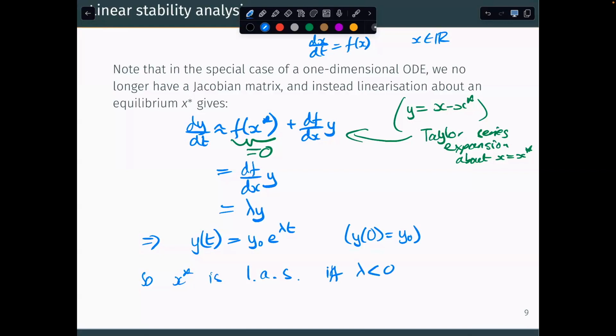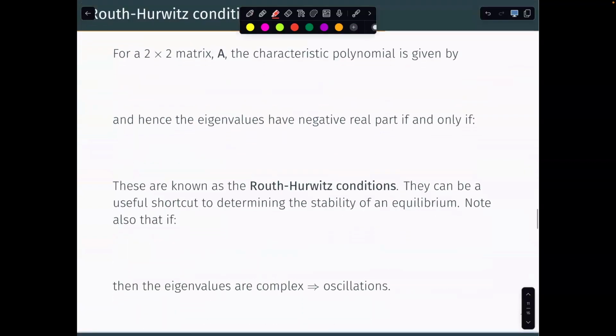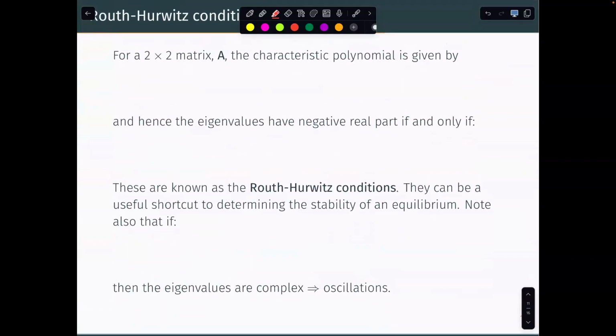So here, in this case, if you're just in one dimension, you only have to look at the derivative of your right-hand side of your equation with respect to your population. If we're in two dimensions, because, sorry, yes.